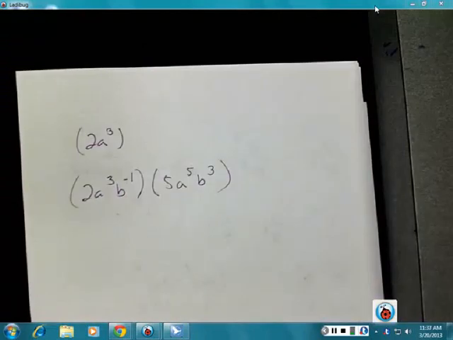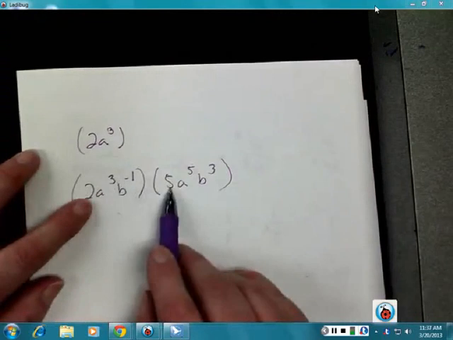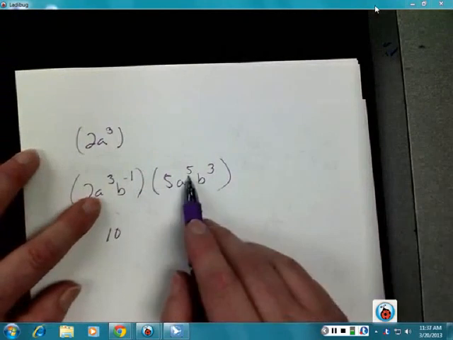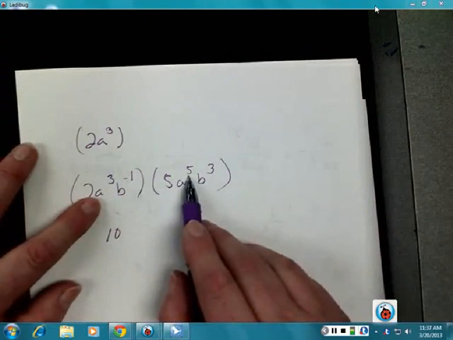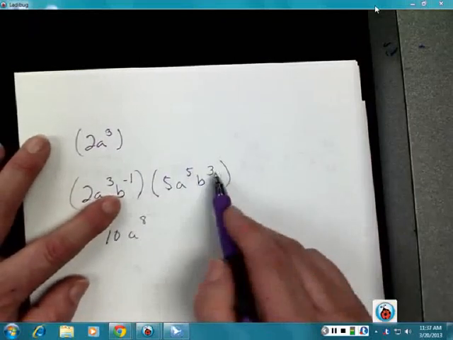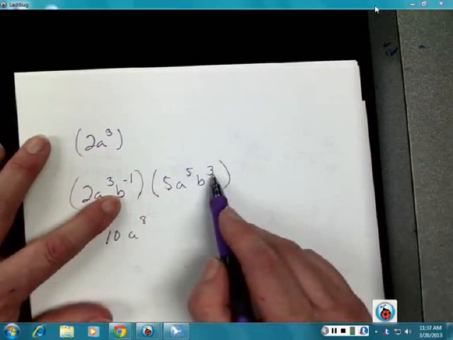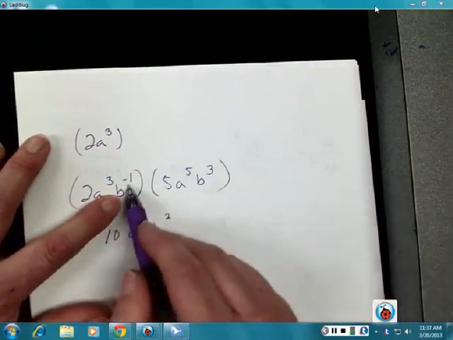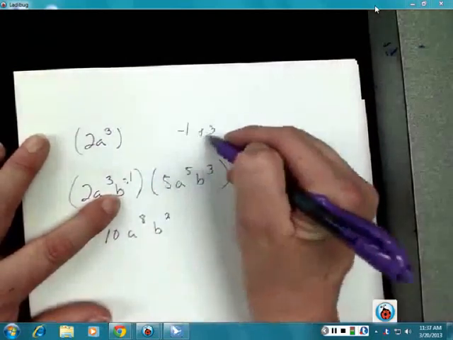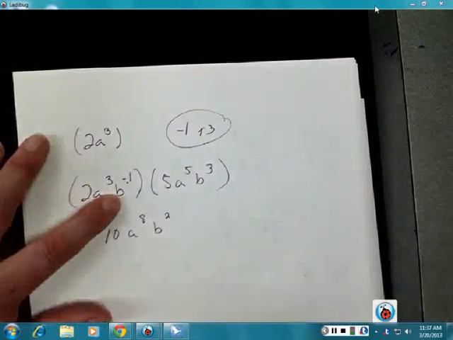Okay, what do I gotta do? Multiply my numbers. So 2 times 5 is 10. A to the 3rd, a to the 5th. So is it 3 minus the 5? No, they're both on the top, so there's no subtraction. To the 8. B to the negative 1st and b cubed. Wouldn't that put b on the bottom? This b would go to the bottom, but because it's on top, negative 1 plus 3, you're just going to add your exponents. I'm so confused.